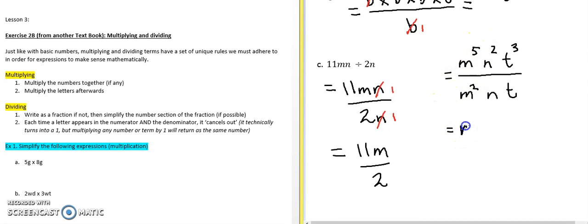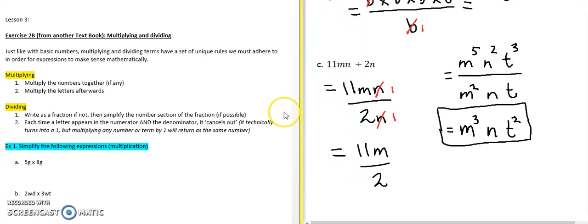How many m's will be left on the top? In this case, I would just have 3. There's 2 n's on the top, 1 on the bottom. So if they cancel out, I'm just left with just 1 n by itself. And 3 on the top for t's, 1 on the bottom. So I'll be left with 2 of them. Or in other words, all I've done was subtract the powers to get my final answer. Okay, that's another way that you can look at it if you do get an example that looks like this.